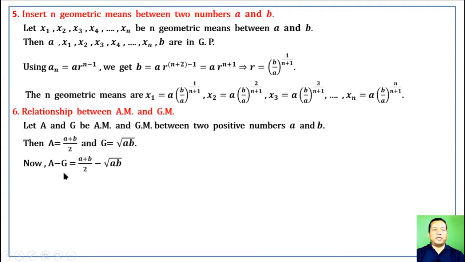Now, A minus G, where A's value is here and G's value is here, we get this. Completing the perfect square, we get (square root of a minus square root of b) whole squared by 2. The numerator is always 0 or positive. The denominator is always positive. Therefore, its value is always greater than or equal to 0. This shows that A minus G is greater than or equal to 0, which implies A is greater than or equal to G. This is the relation between AM and GM of two positive numbers.